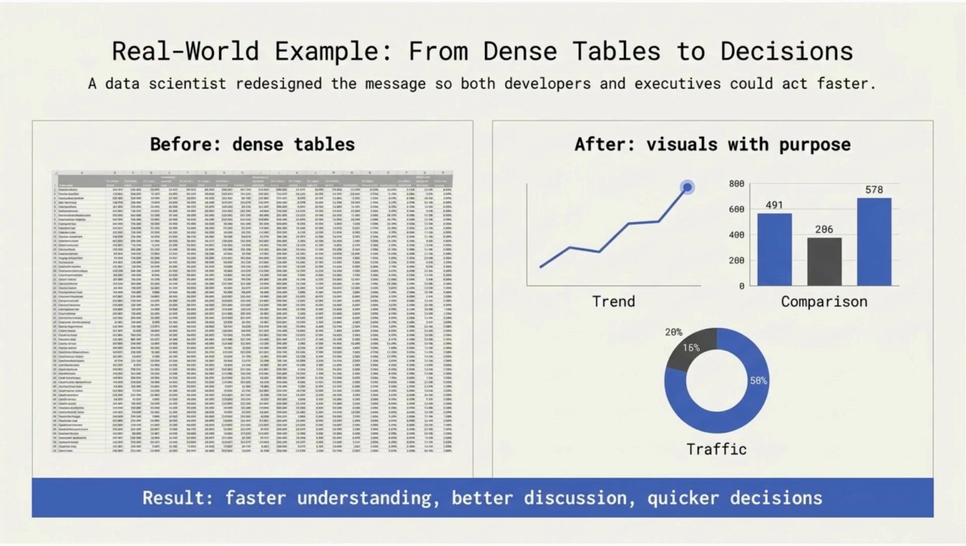After redesigning the presentation, the data scientist used a line graph to show server response time trends, a bar chart to compare resource usage across modules, and a heat map to show where user traffic was most concentrated. This made the discussion easier. Technical stakeholders could understand the operational detail, and executives could understand the business implications. The lesson is that good visuals help the audience see the point, ask better questions, and move toward a decision.